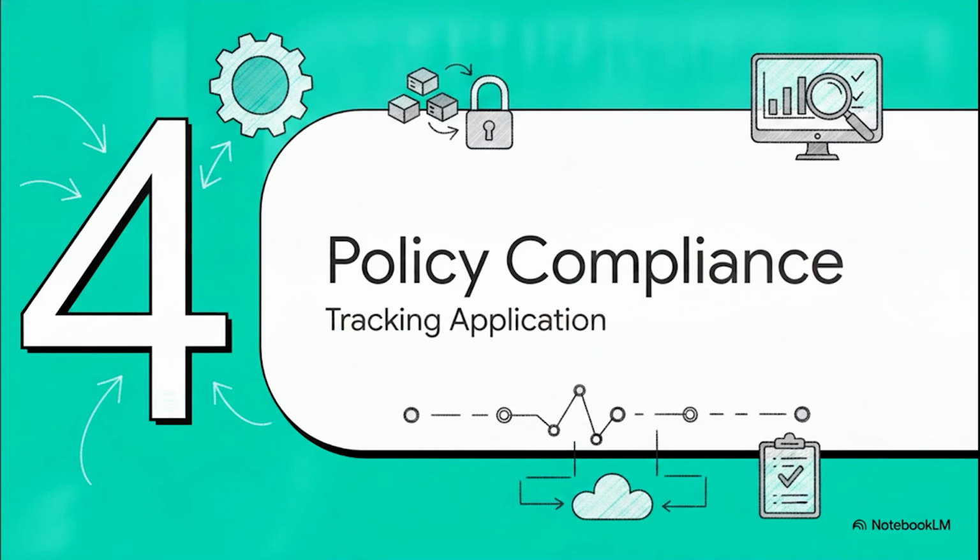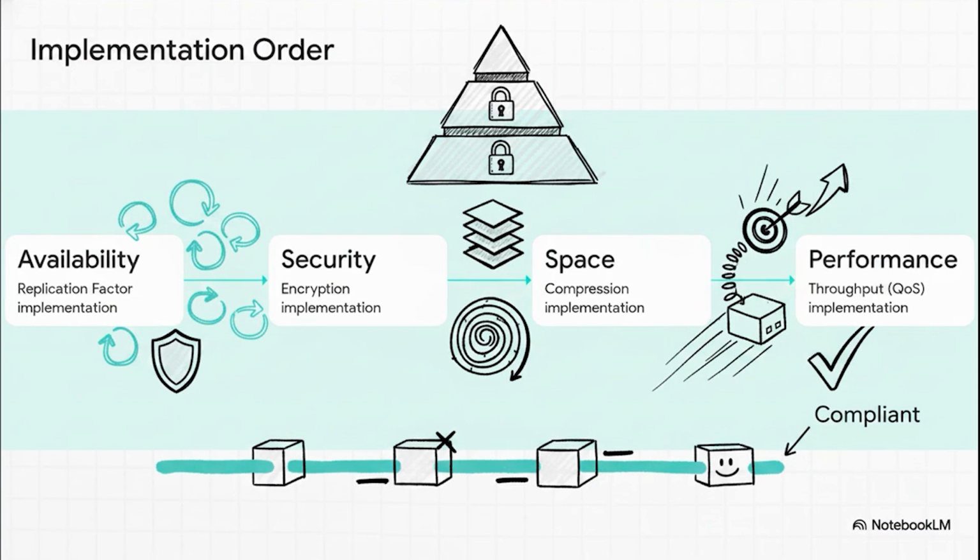Section 4. Storage Policy Compliance and Tracking Application. Because, as we know, just because you assign a policy doesn't mean the data instantly transforms by magic. The compliance engine in AOS applies and tracks storage parameters in this exact, strict order of priority. Think of it kind of like Maslow's hierarchy of needs, but for your infrastructure data.